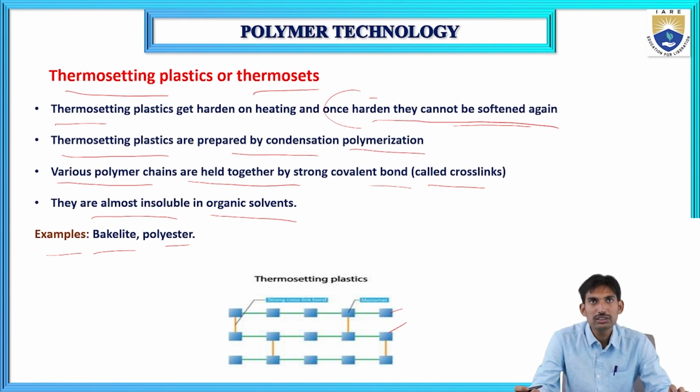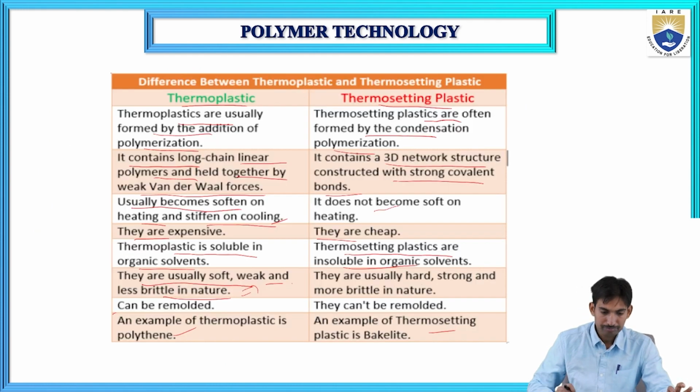They are almost insoluble in organic solvents. Examples for the thermosetting plastics are bakelite and polyesters. These are the differences between thermoplastic and thermosetting plastics.